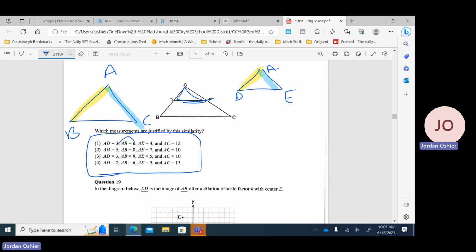So 3 times 2 is 6, 4 times 2 is 8. Wrong. 5 times something is 8. I don't want to think that hard right now. Maybe it's that one. I'll go back to it. 3 times 3 is 9 here. 5 times 3 is 15, so it's not that one. 2 times 3 is 6. 5 times 3 is 15. It's choice 4. I didn't have to bother with choice 2, but I would have just used my calculator and said, is 8 over 5 equal to 10 over 7, and saw if that worked.